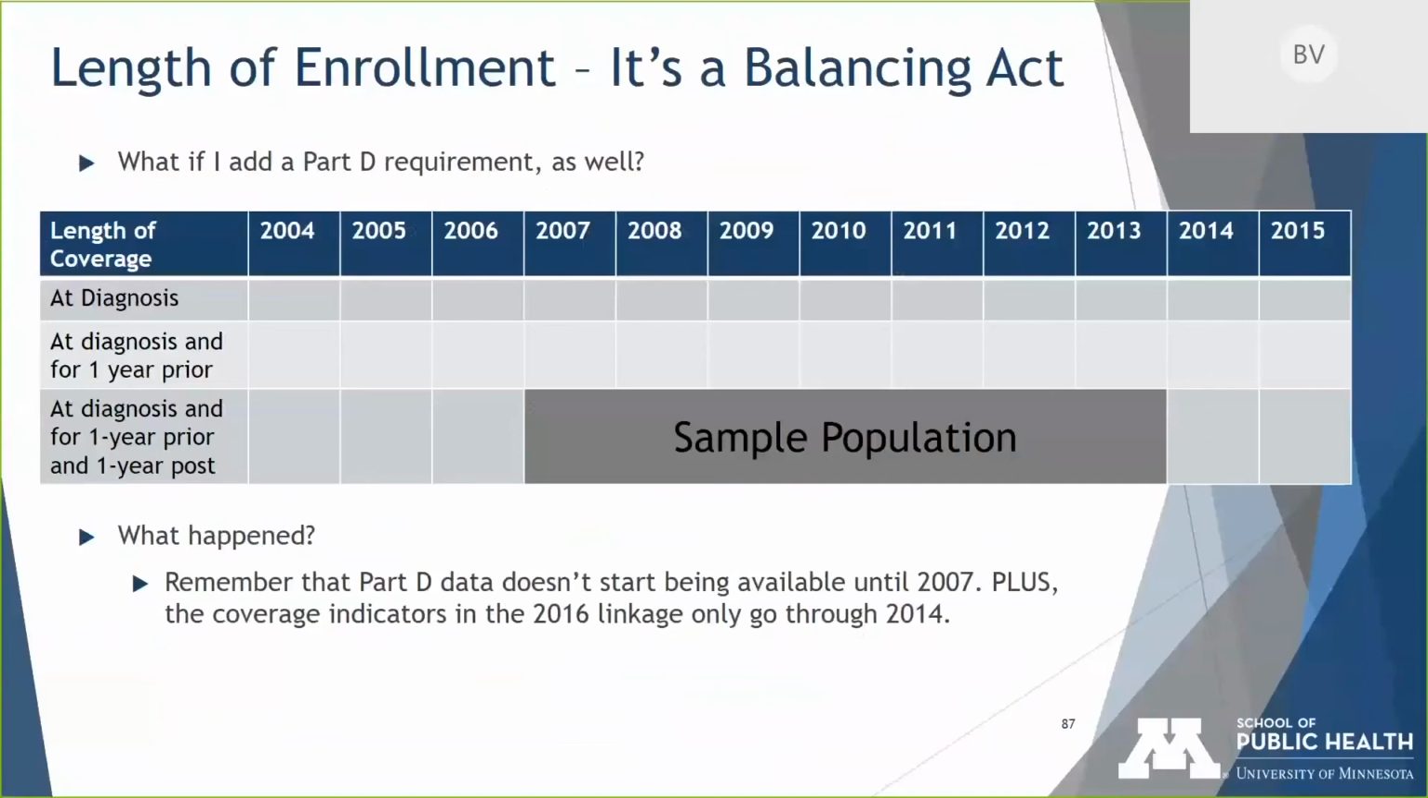And then if we add another wrinkle, what if you add Part D requirements as well? Well, you see that the width of your population sample all of a sudden shrinks. And so the thought might be, well, what happened? Well, again, remember from segment 1, Part D data doesn't begin to start being available until 2007. And then again, plus the coverage indicators in the 2016 linkage only go through 2014. So all of a sudden now we're narrowing our time frame of our sample by having that Part D requirement.